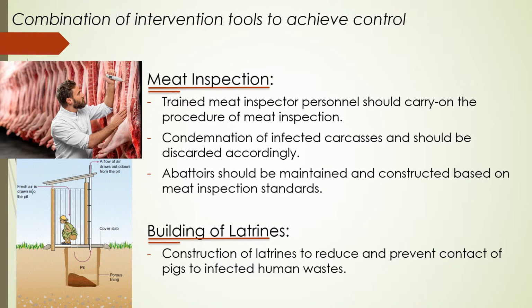Still on combination of intervention tools to achieve control. Under meat inspection, we have trained meat inspector personnel who should carry out the procedure of meat inspection, and condemnation of infected carcasses, which should be discarded accordingly. Abattoirs should be maintained and constructed based on meat inspection standards. Under building of latrines, construction of latrines to reduce and prevent contact of pigs with infected human waste.